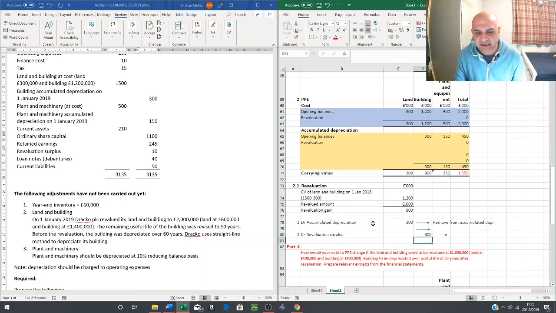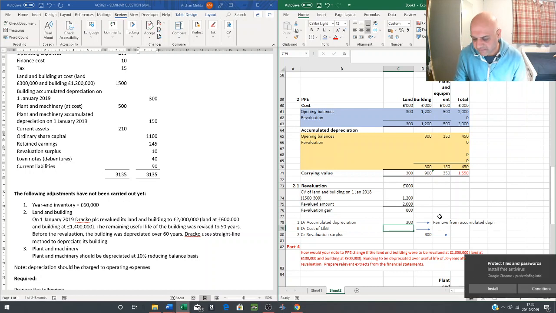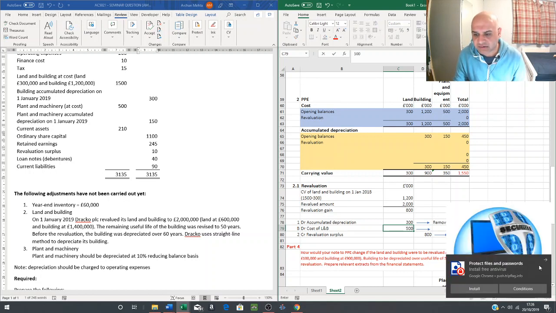Now you can see credit is 800, debit is 300. Therefore, balancing figure will be on debit side. Okay, so that will be the cost of land and building. Okay, cost of land and building, and that is going to be 500.